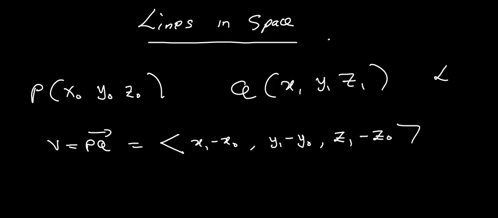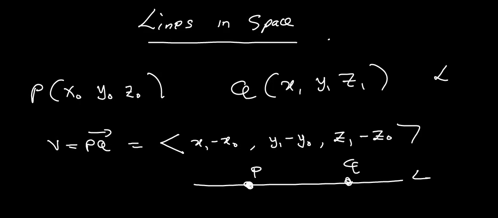These will be the components of that particular vector that is going to be running parallel to the same line in space. So we have two points on our line L, point P and point Q, and a vector V, PQ, parallel to the line joining those two points.